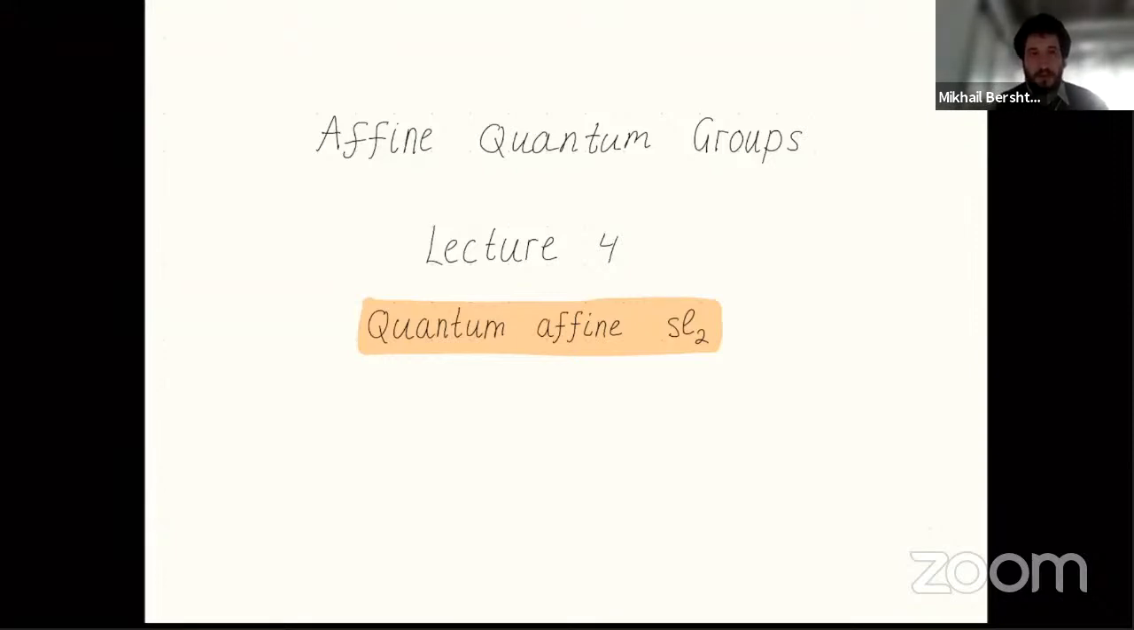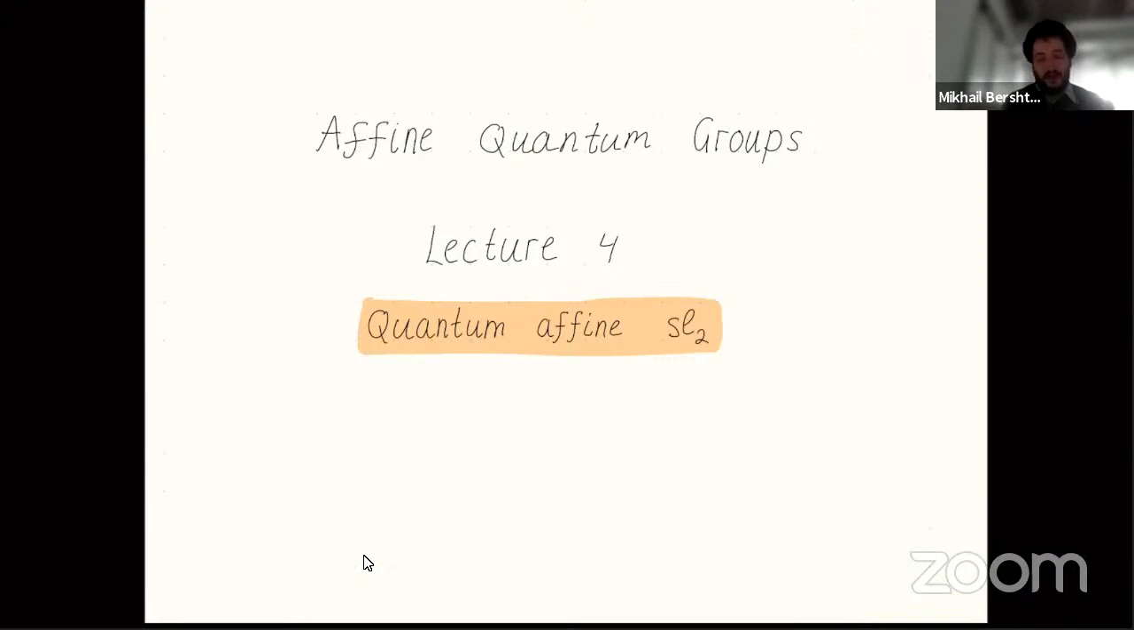Okay, I think now we are on the YouTube, so we can start. So the plan for today was when we discuss a concrete example, quantum affine SL2. So the name of the course is Affine Quantum Groups. In the first lecture, we had something about quantum groups, and we had something about affine algebras. But we have no affine quantum groups.